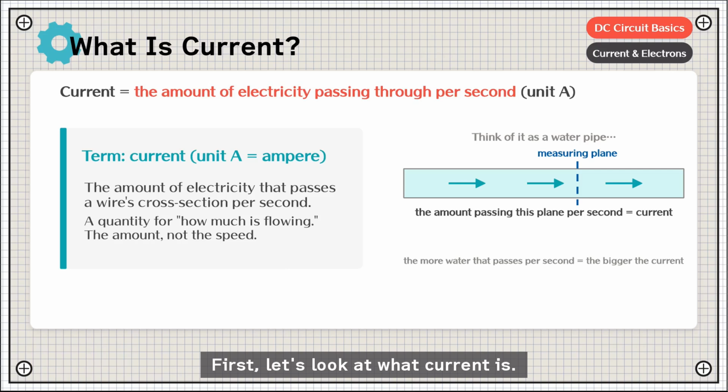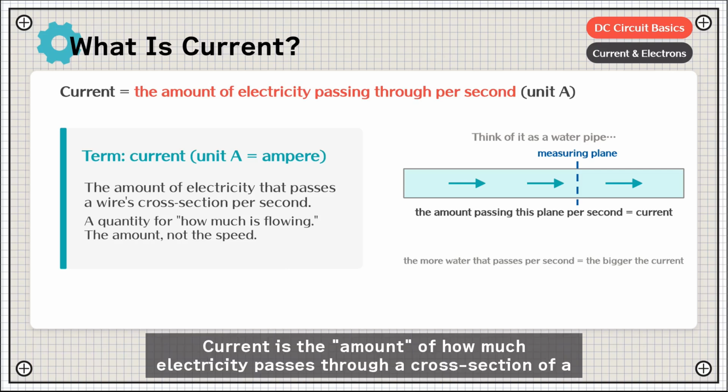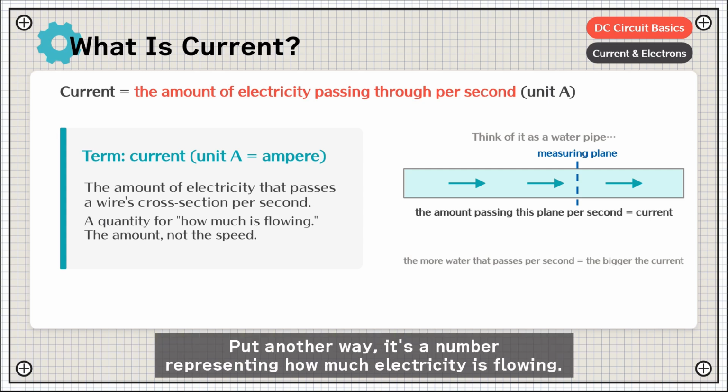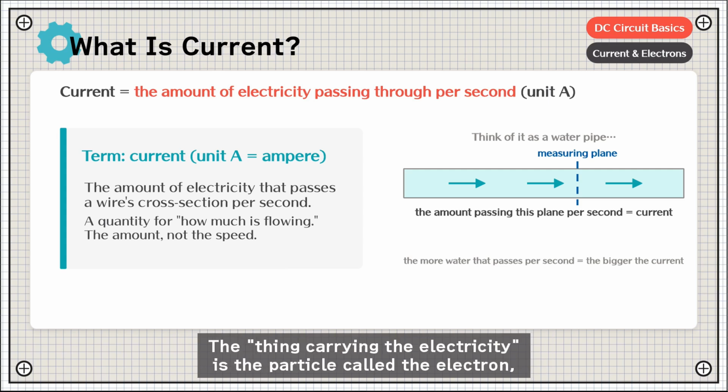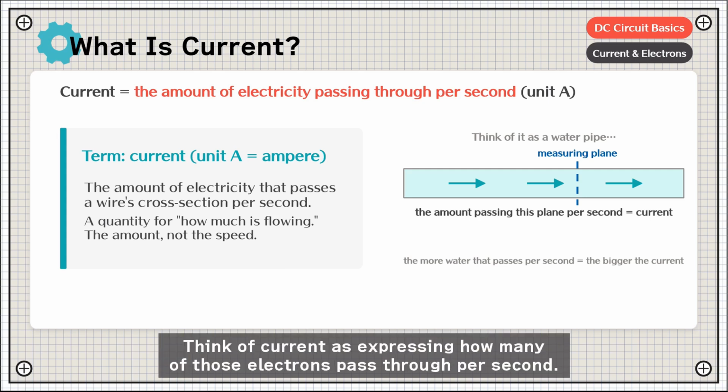First though, let's look at what current is. Current is the amount of how much electricity passes through a cross-section of a wire or part per second. Put another way, it's a number representing how much electricity is flowing. The thing carrying the electricity is the particle called the electron, which we'll talk about next. Think of current as expressing how many of those electrons pass through per second.